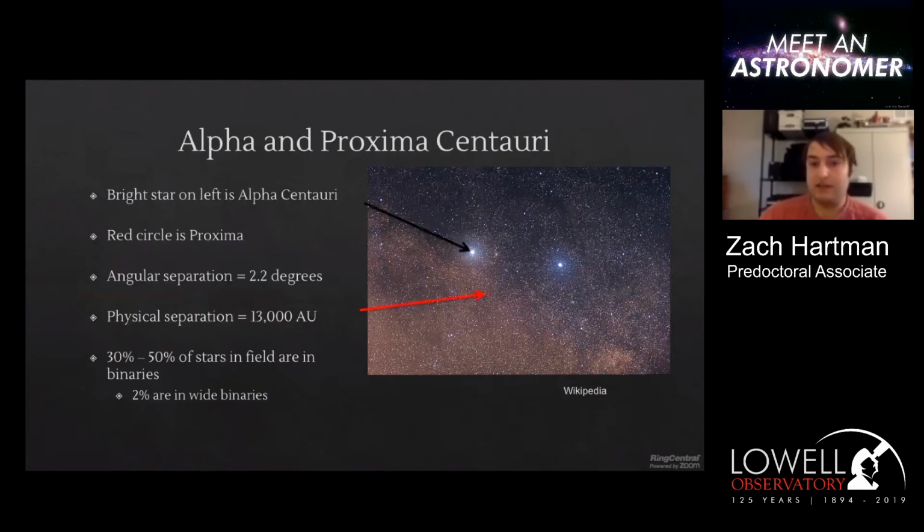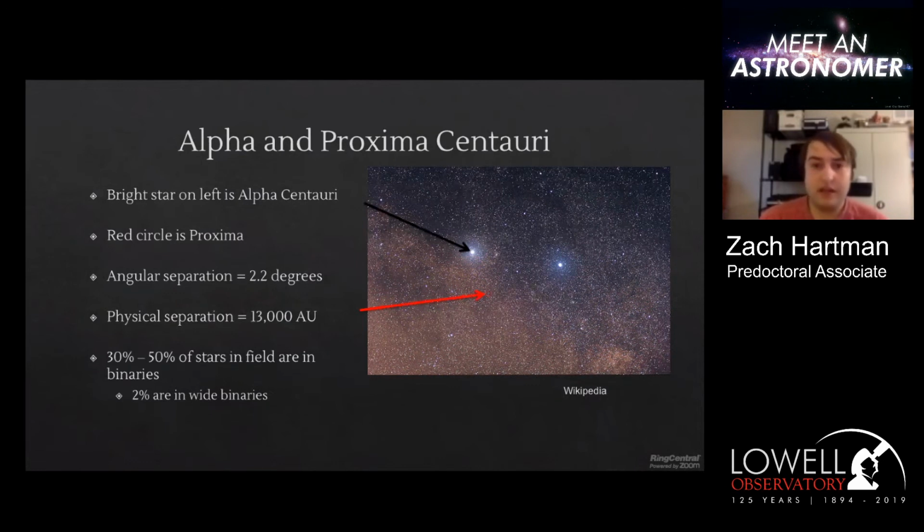But there is a star in this picture, and that is the little red circle that the red arrow is pointing to now. That is Proxima Centauri. The bright star on the left is Alpha Centauri, and Alpha and Proxima form a triple system. Their angular separation is about 2.2 degrees, and just for reference, the moon is about half a degree on the sky. The physical separation between those two is about 13,000 astronomical units, so very much farther than what we were talking about with that young triple system at the beginning.